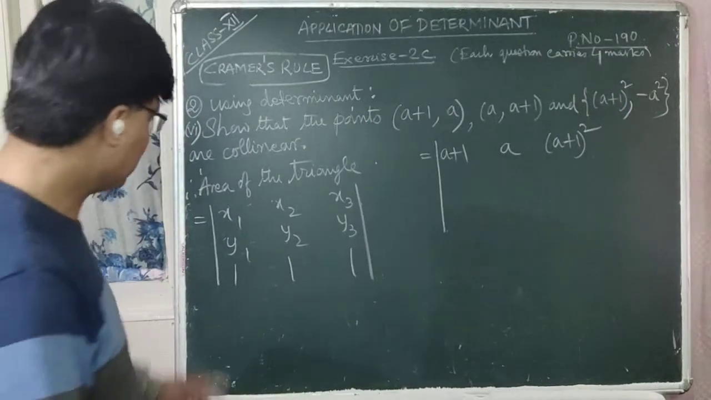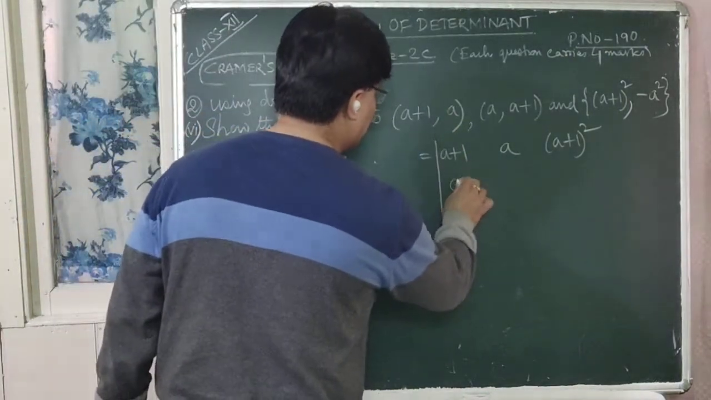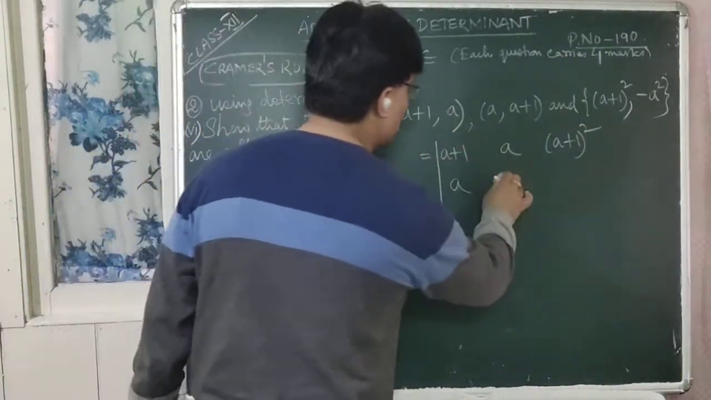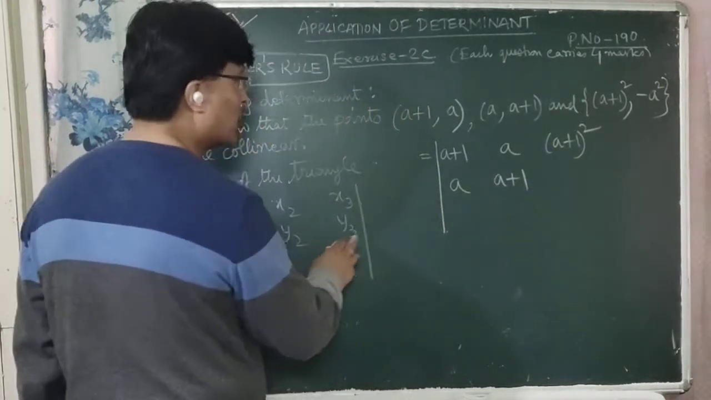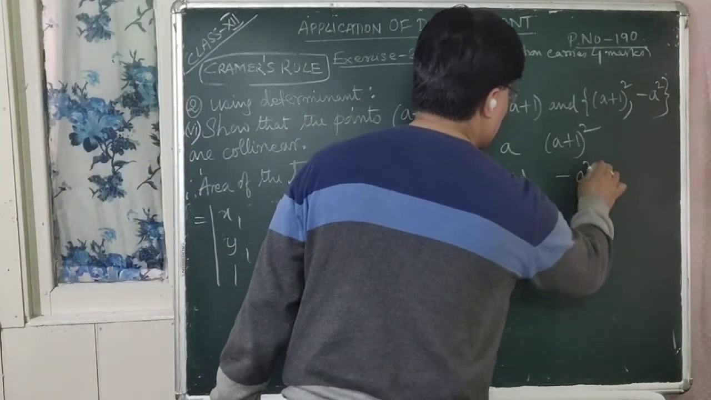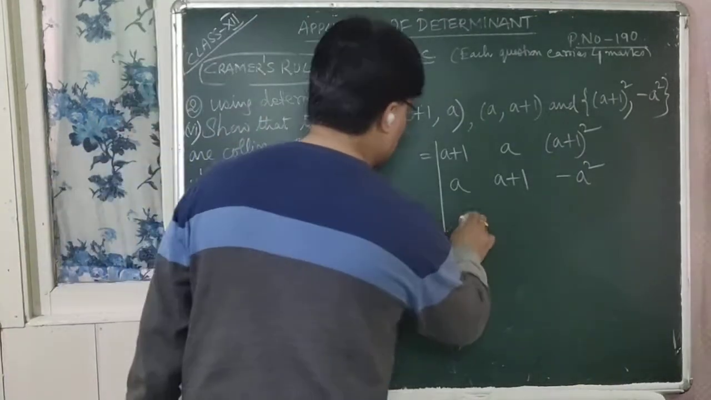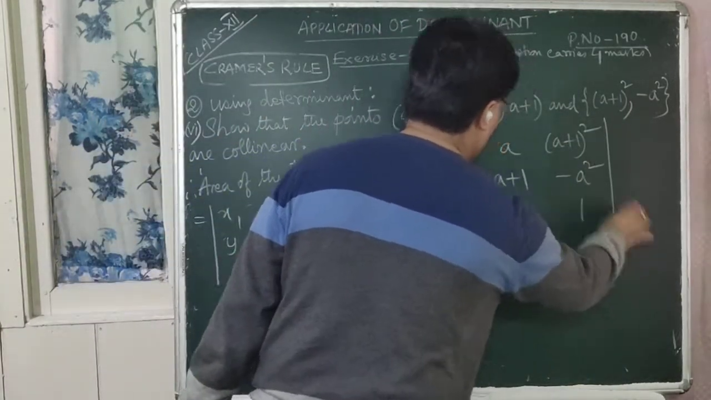Right? Next, what is y1? This is a. What is y2? a plus 1. What is y3? Minus a square. Right? And then the third row remains same, that is 1, 1, 1.